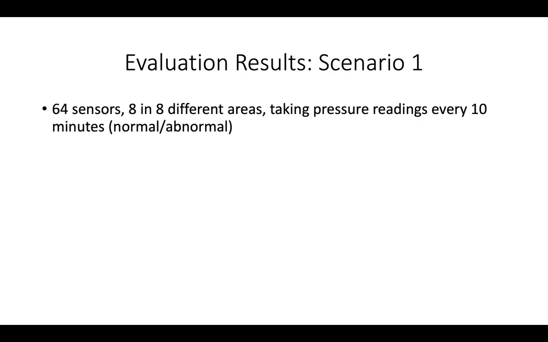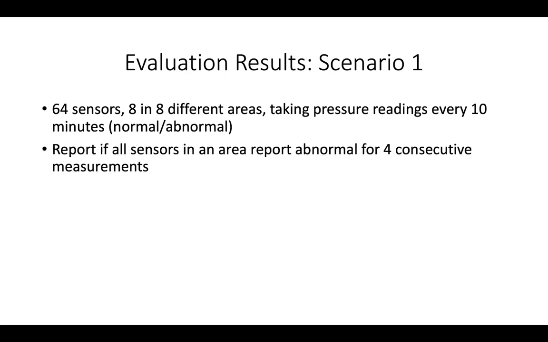So I'll go over our evaluation results for several scenarios that may be useful for self-processing sensor systems. So in the first scenario, there are 64 sensors, 8 in 8 different areas, taking pressure readings every 10 minutes. And these pressure readings are measured in bits, either normal or abnormal. And we would like to report if all sensors in an area report abnormal for 4 consecutive measurements. And we want the system to last for 10 years.